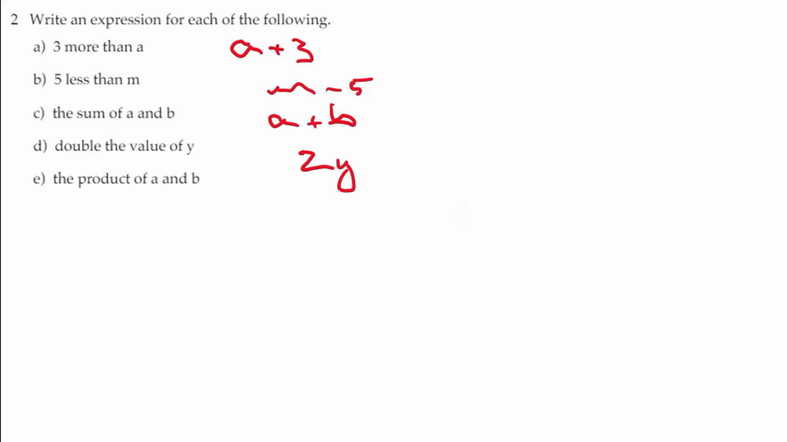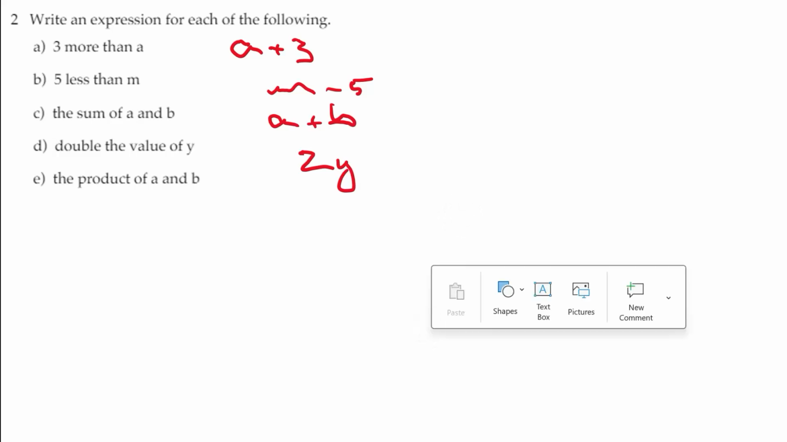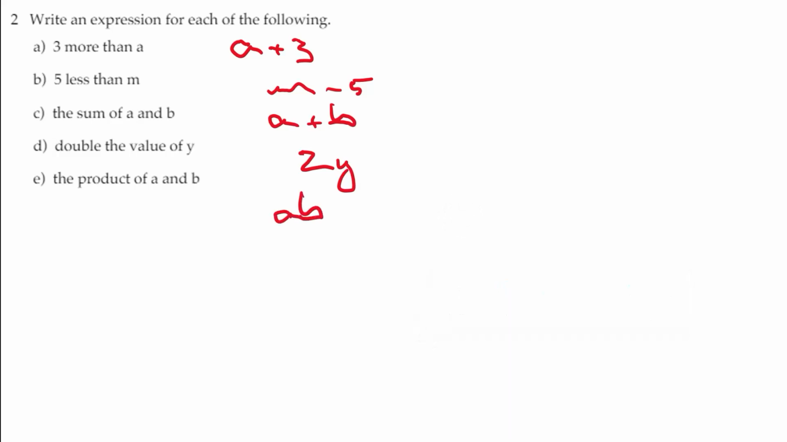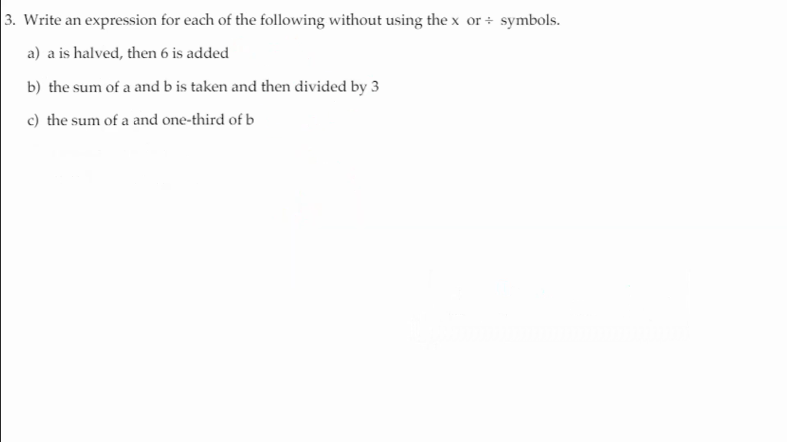The product, well, that's multiplication again. Product says multiplication, so a and b is a times b. And of course, we just write ab. We don't write the times symbol. Right, number 3. Write an expression for each without using the multiplication or division symbols. Yeah, sweet, no worries. We can just not use the multiplication symbol by putting things together.